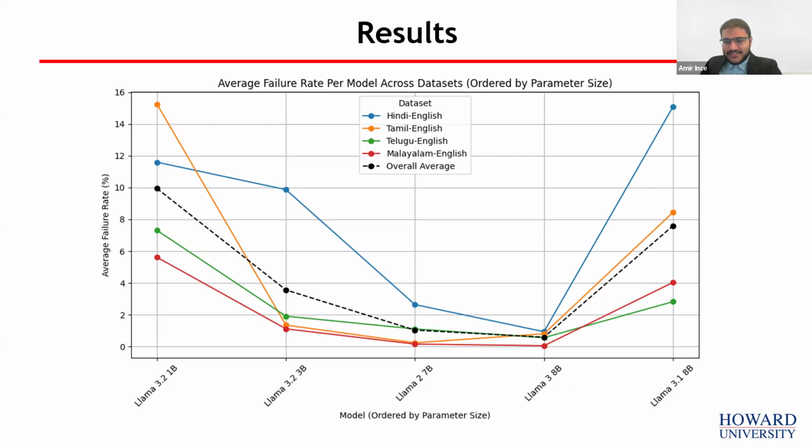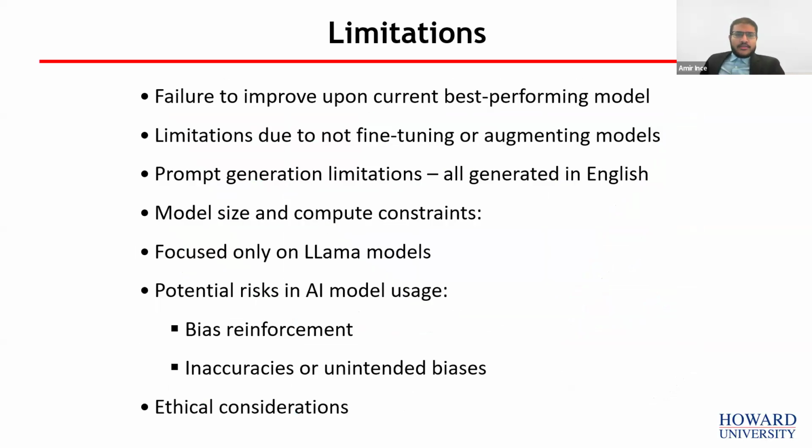However, there was an unexpected spike in failure rate for the Llama 3.1 8 billion model. Despite having a high parameter count, this anomaly suggests that while the model excels in some areas, it may be less effective in handling certain multilingual tasks, potentially due to overfitting or even suboptimal fine-tuning for languages beyond those it was primarily trained on. So here we have a set of limitations of the study.